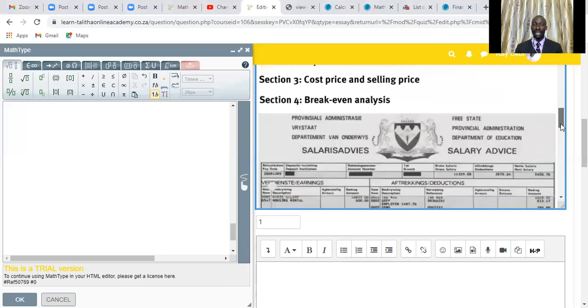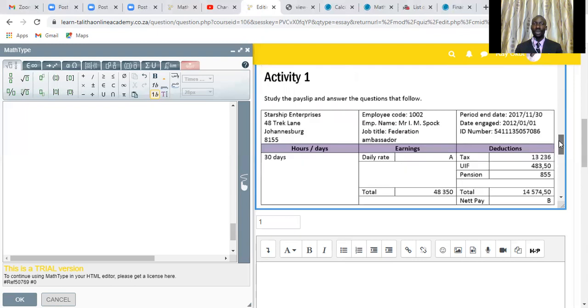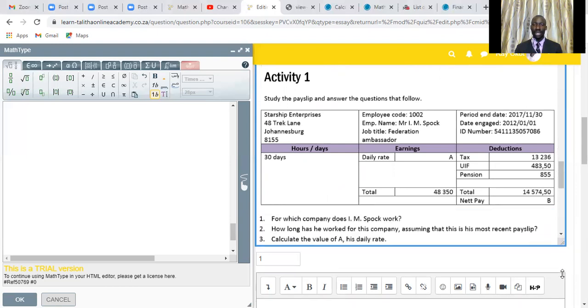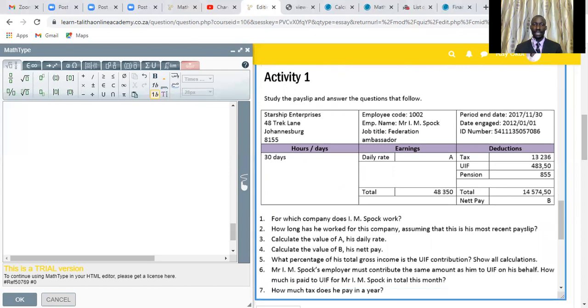Now, to look at the second activity, here we are. So this second activity is appearing in the form of a question. It is that we study the pay slip. Well, it's still about the pay slip. We study the pay slip and then later answer the questions that follow. So this is the pay slip.